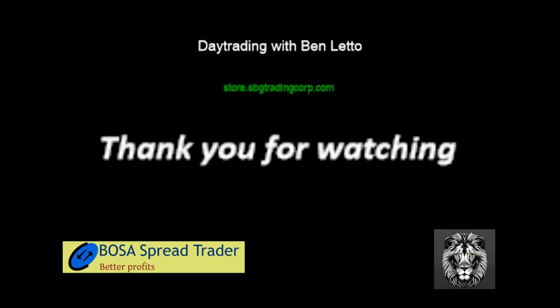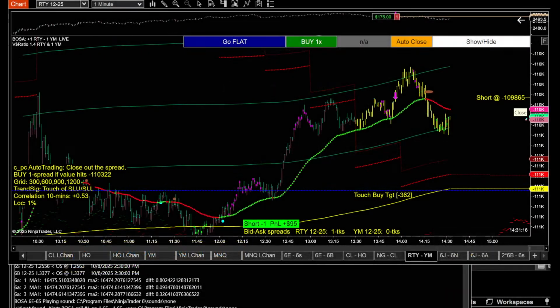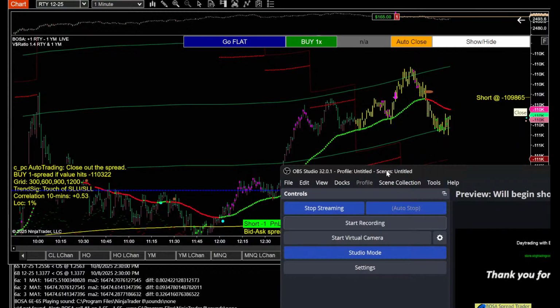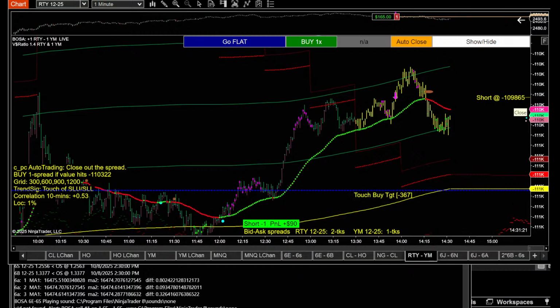Let's turn on the charts. I am in the middle of an RTY, YM spread. We went short a short while ago, and we're short from this area of negative 109,865, and we're holding for a target right down here.